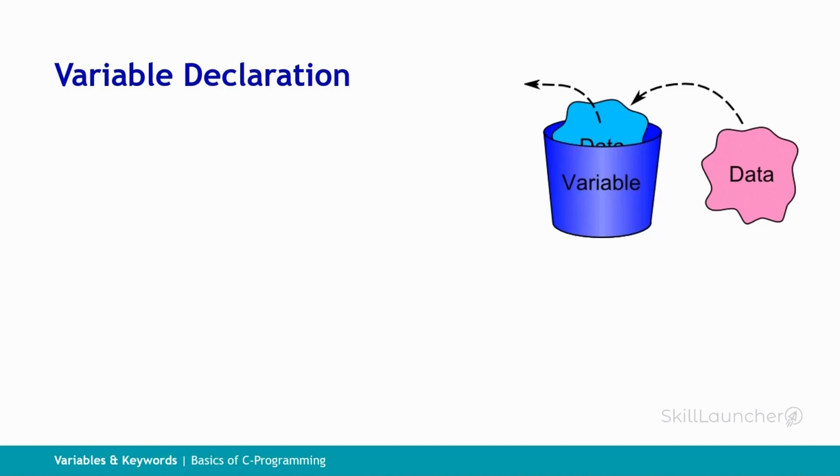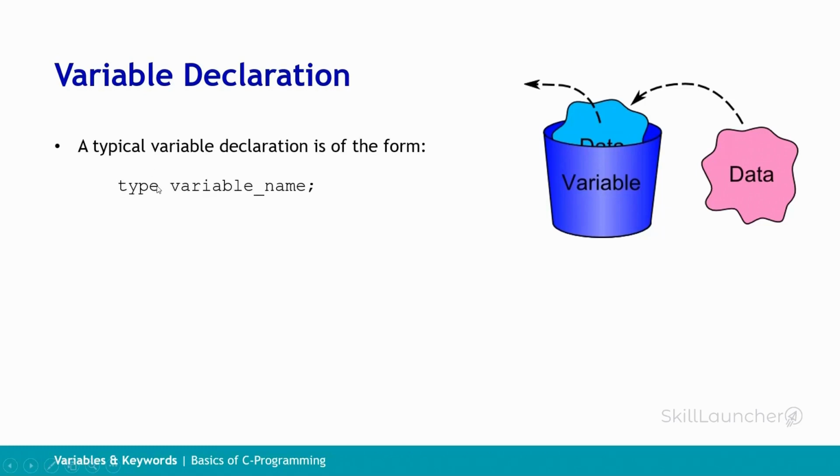A variable is nothing but a name given to a storage area that our programs can manipulate. A typical variable declaration is of this form. It starts with the type of data which it will be storing, followed by a variable name ended with a semicolon. The semicolon indicates the end of this statement. We can also initialize the value of this variable simultaneously as follows. The type of data is specified, followed by a variable name which is assigned a specific value. This is called variable initialization.